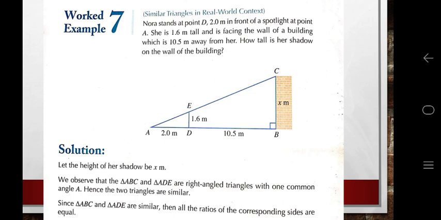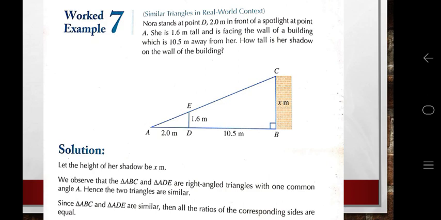Nora stands at a point D, this one, in front of a spotlight at point A, this one. She is 1.6 meter tall and is facing the wall of the building, which is 10.5 meter away from her. How tall is her shadow on the wall of the building? The shadow. Oh, this spotlight here, like kind of like a huge flashlight, facing here. That means it will form a shadow here because we have Nora standing in front of the flashlight, right?